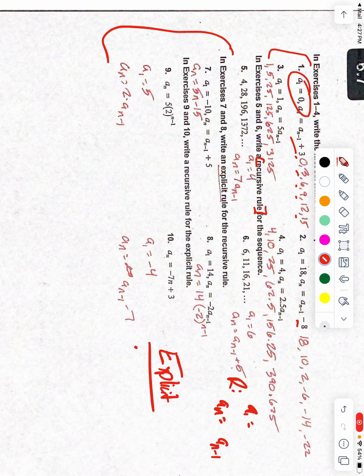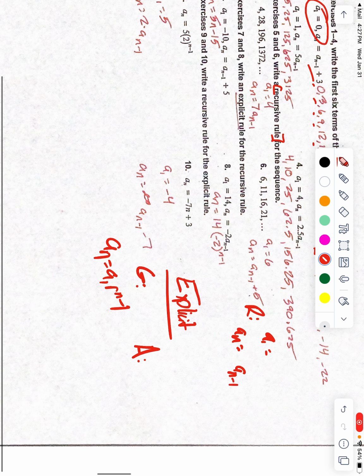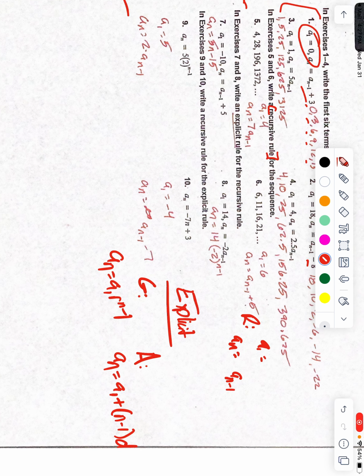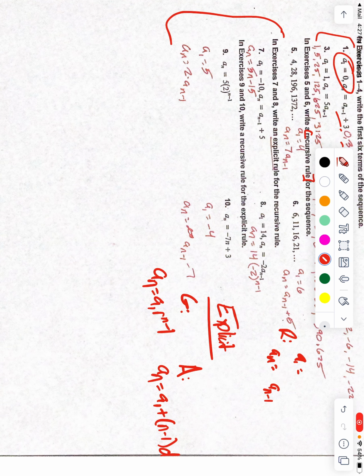An explicit rule, if it's geometric, it's going to be in this form. If it's arithmetic, it's going to be in this form. So when it asks us to write an explicit rule, we first have to determine, is it geometric or arithmetic? And then once we know which one it is, then we use the appropriate formula.